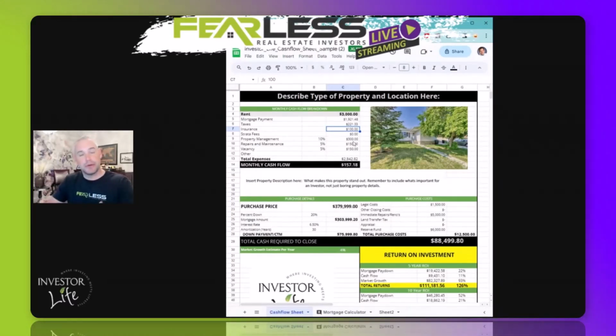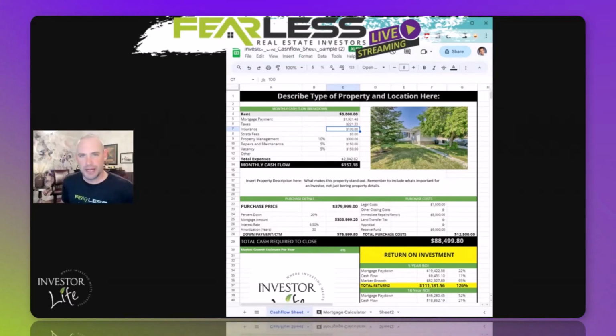Now, if we happen to be managing it ourselves, well, it could actually be cash flowing $750 a month because we are also getting that property management cost. So you can see how the numbers work here, okay?